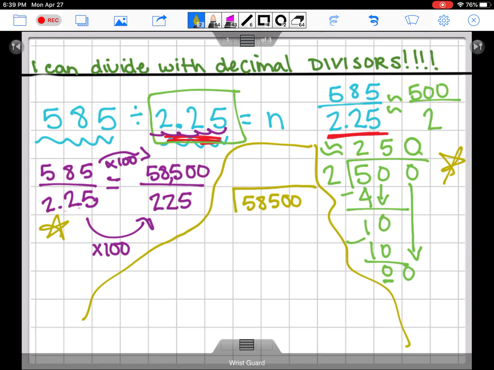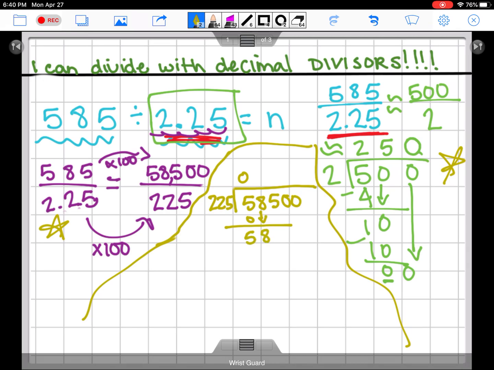58500 divided by, oh man, did I make myself enough room? Probably not. That's okay. 225. Sorry guys, I normally like to make each place value fit in one little line, but I didn't do that this time. So 225 can fit into 5 0 times. It's not going to happen. Shwoop, shwoop.